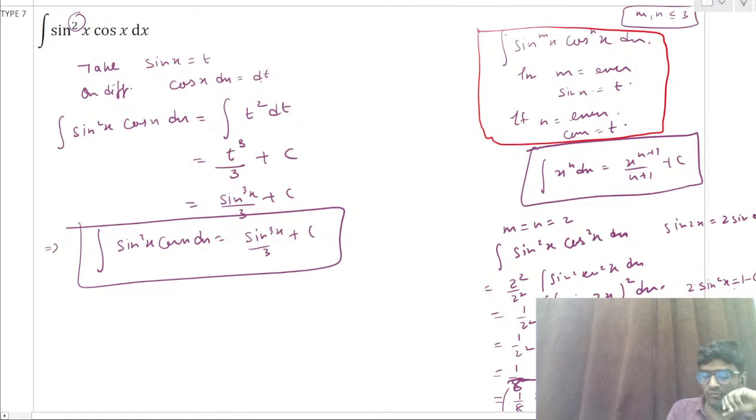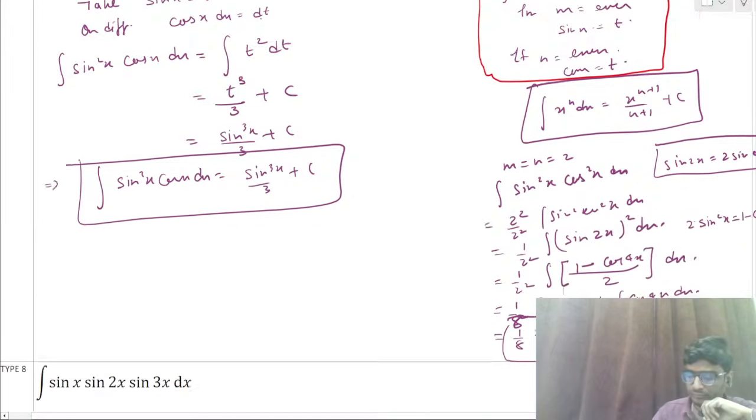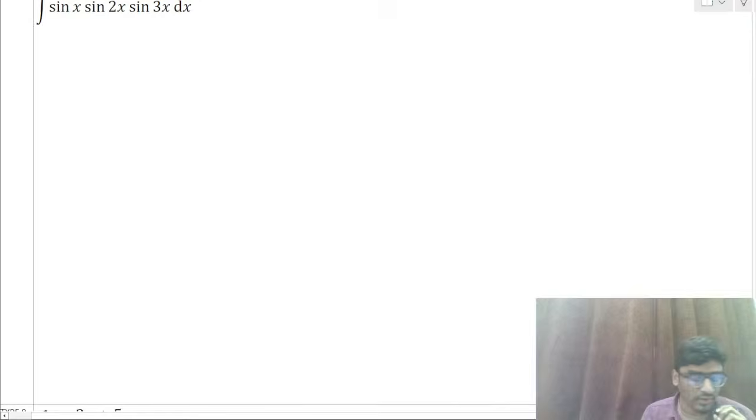So this is important. Whenever you encounter this type of integration where it has a sin x term and a cos x term with powers m and n: if m is even, we take sin x as t. If n is even, we take cos x as t. If m and n both are even, we use the form sin 2x equal to 2 sin x cos x. In your exam, only power 3 will appear, not more than 3. Okay, so this is important. Now the next question is of the form integral of sin x sin 2x sin 3x dx.